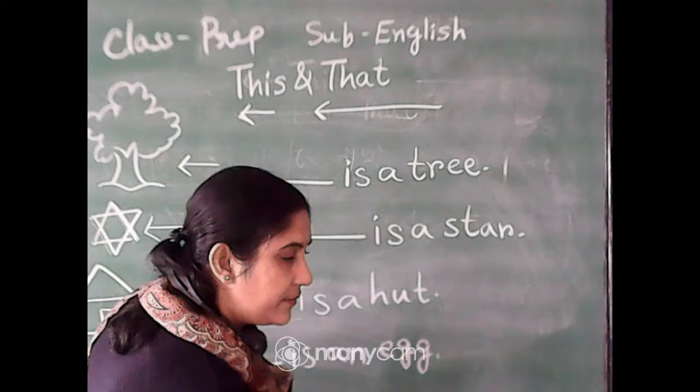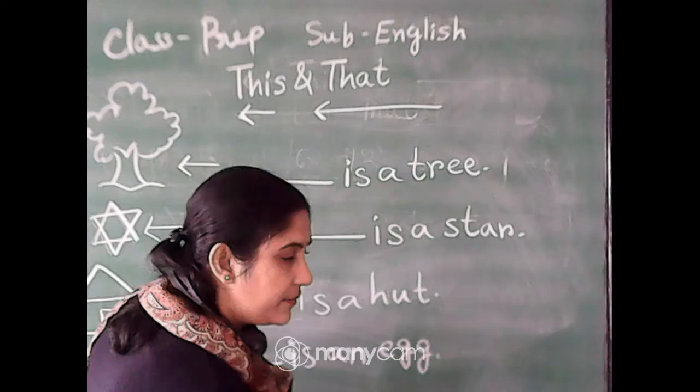Thereafter we have a big arrow here. So it is also a star. What we can do? Dash is a star. Here you are already given a big arrow.